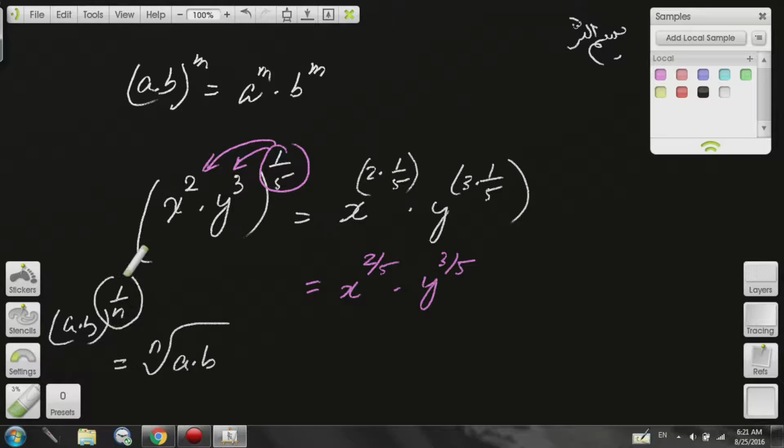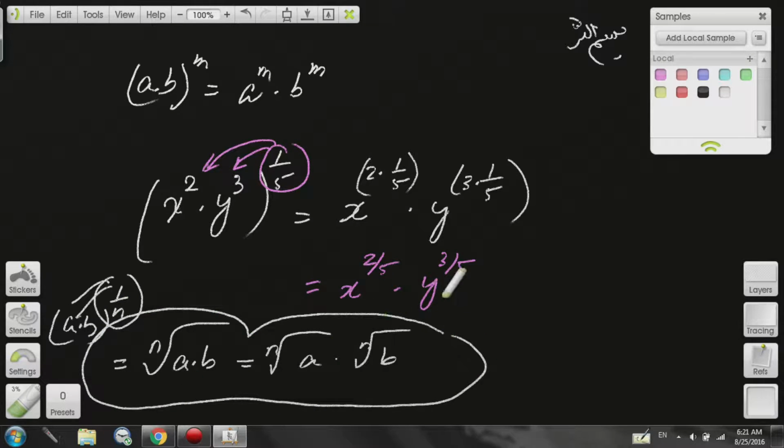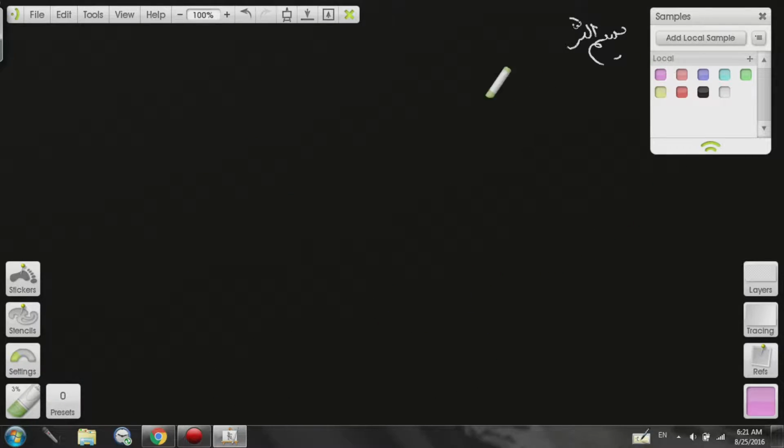Now, this is another way of writing this. If you have something like this, just like you would distribute this over here, the nth root of a times b becomes the nth root of a times the nth root of b. Let me rewrite this, okay? In other words, cube root of a times b will be equal to cube root of a times the cube root of b, like this.